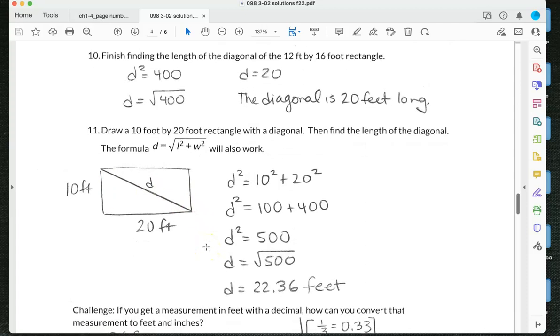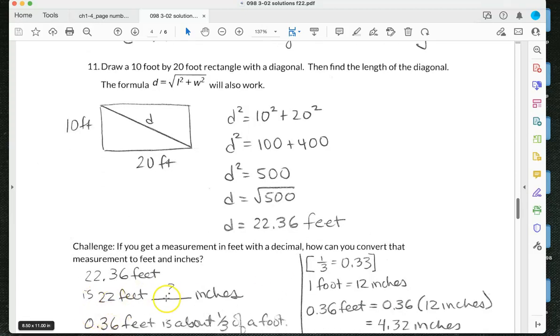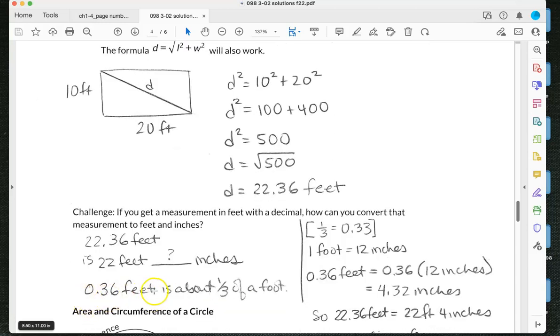Now, if you look at a tape measure, you're not going to be able to measure out 0.36 feet. So my next question is, how do you convert 0.36 feet to feet and inches? Well, it's going to be 22 feet and something inches. 0.36 feet is about a third of a foot. A third is 0.33, so this is really close to a third of a foot.